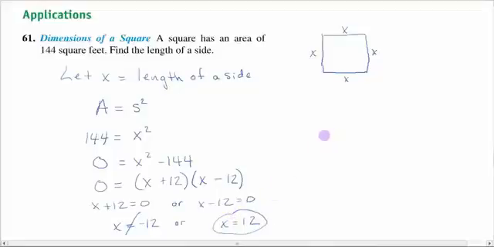And we need to make sure and state our answer with the unit. So if the area was square feet, then the length of the side is 12 feet. And that's it for that application.